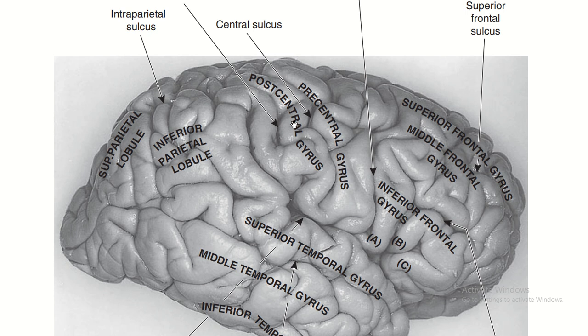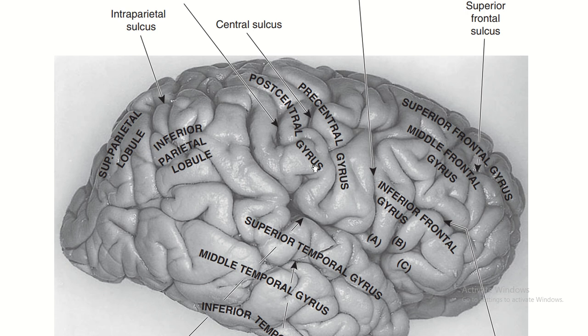Let's take a look at the parietal lobe now. So the parietal lobe is going to be posterior to your central sulcus. So posterior to the central sulcus, there's going to be a groove that is going to be parallel to the central sulcus, but posterior to it. That is going to be your post-central sulcus. So between your post-central sulcus and the precentral gyrus, you're going to have your post-central gyrus.